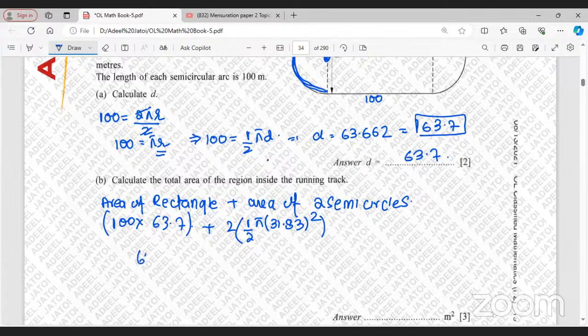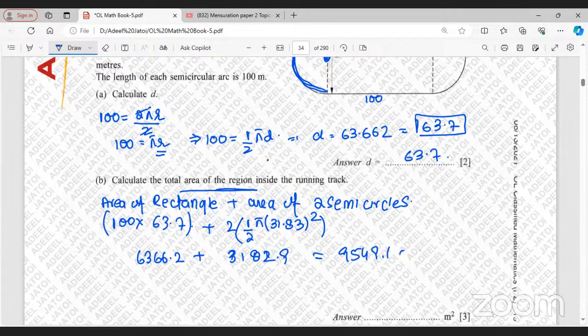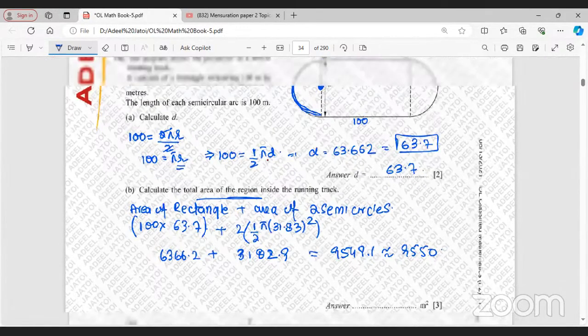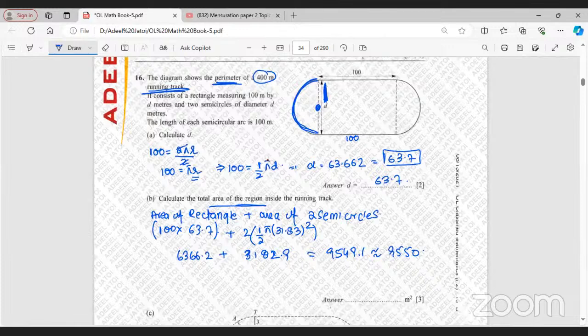So this will be 6366.2 plus, when we solve this, we end up having 3182.9. So the total area of the region that we have is 9549.1, which can be written as 9550. So this becomes the area of the region comparatively.